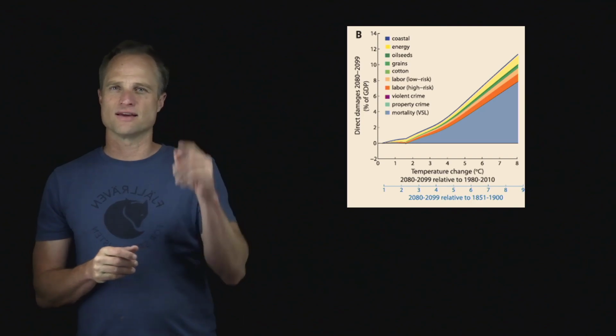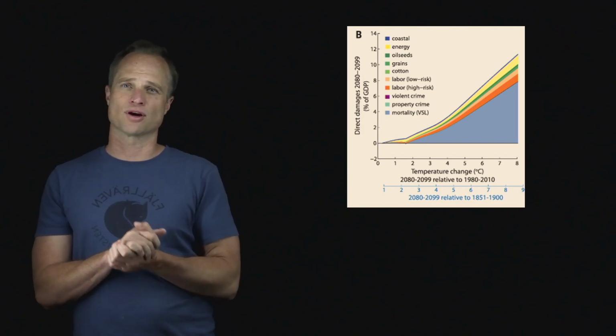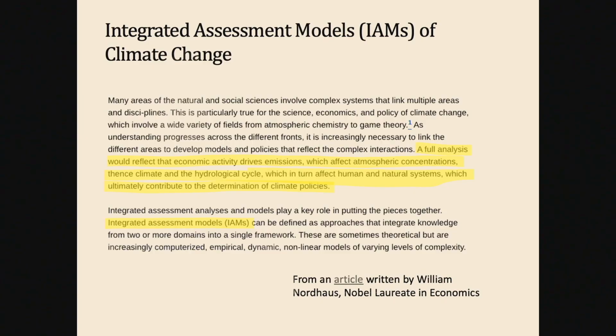And then you can see the other categories. Agriculture looms large, there's some crime in there, labor costs, coastal erosion, and all kinds of other things. This is just some information from an article written by William Nordhaus, who won the Nobel Prize in Economics for his career work on climate change issues and governance of the climate problem.